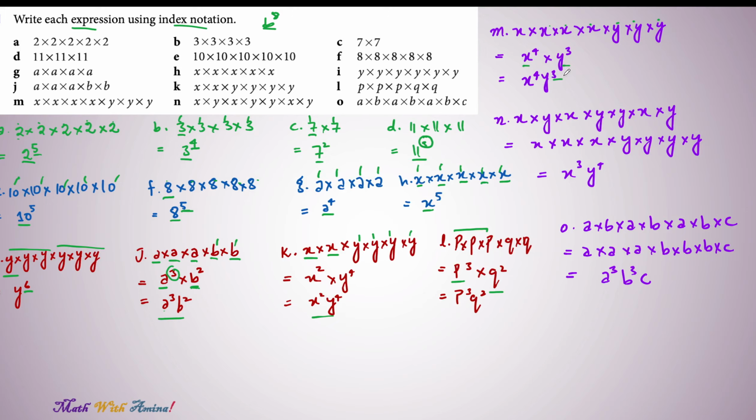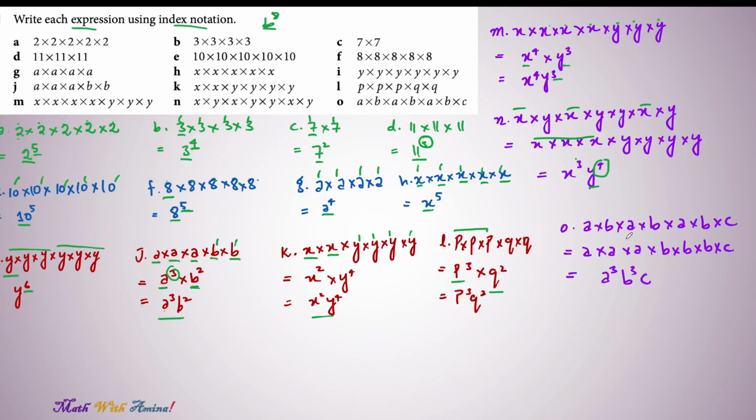Second last, we have x multiplied by y multiplied by x multiplied by y multiplied by y multiplied by x multiplied by y. We can arrange the order to make sure we do not mix them or count them incorrectly. So the two different variables are separated from one another. So in here, x multiplied by x multiplied by x, x appears in multiplication 3 times, so the base is x, the index is 3. y appears 4 times in multiplication, so the base is y and the index is 4.